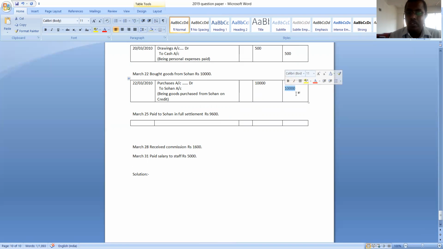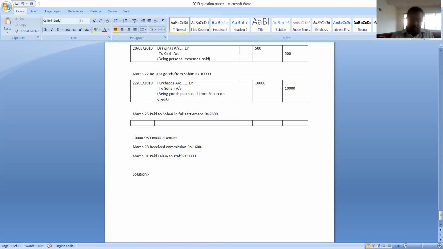Instead of paying this 10,000 rupees, how much are we paying? We are paying 9,600. Actually we should pay him 10,000, but we are paying 400 rupees less. So what is this 400 rupees? It is a discount that we are getting. Paid to Sohan rupees 9,600 in full settlement of his account of rupees 10,000, so we are getting a discount of rupees 400.